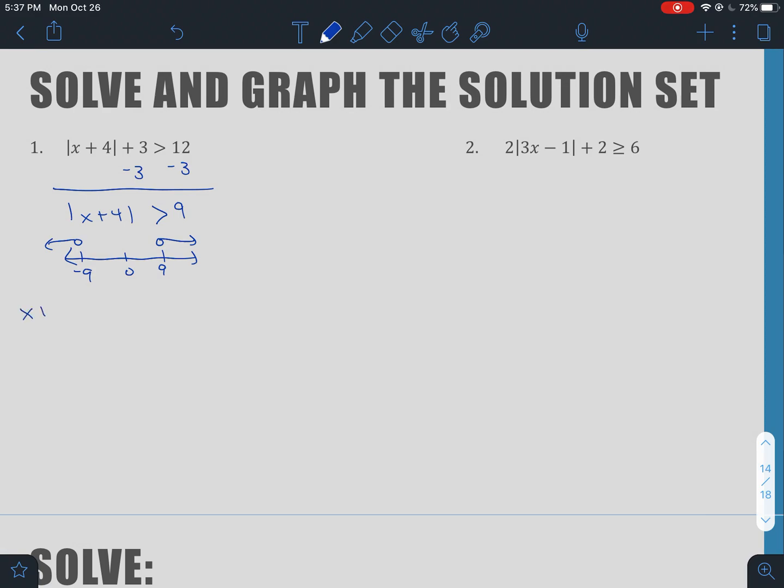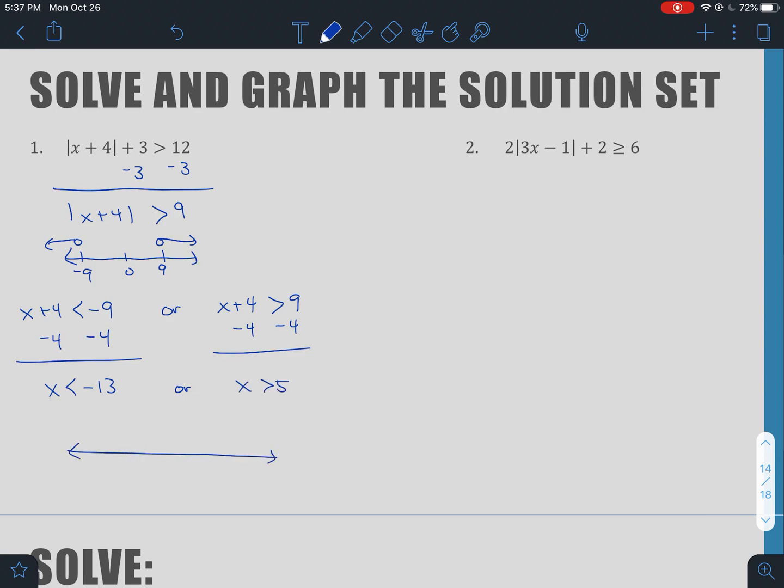So we're going to write two expressions. x plus 4 is less than negative 9, or x plus 4 is greater than positive 9. And then solve both of these. So subtract 4, x is less than negative 13, or subtract 4 and subtract 4, x is greater than 5.